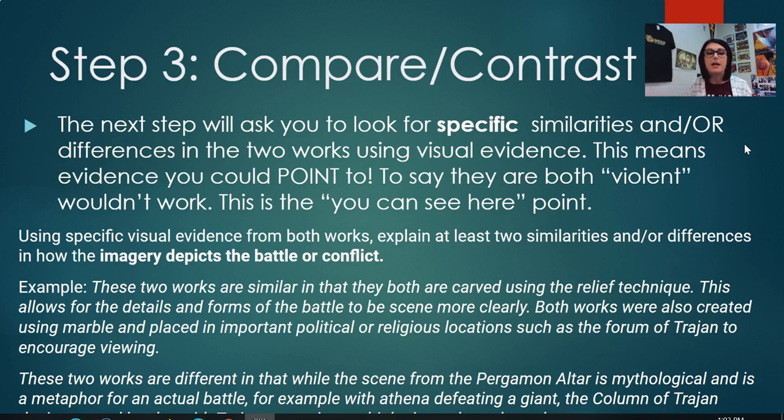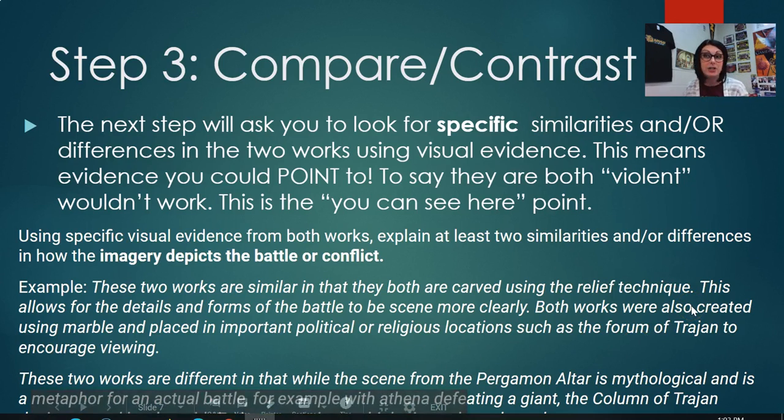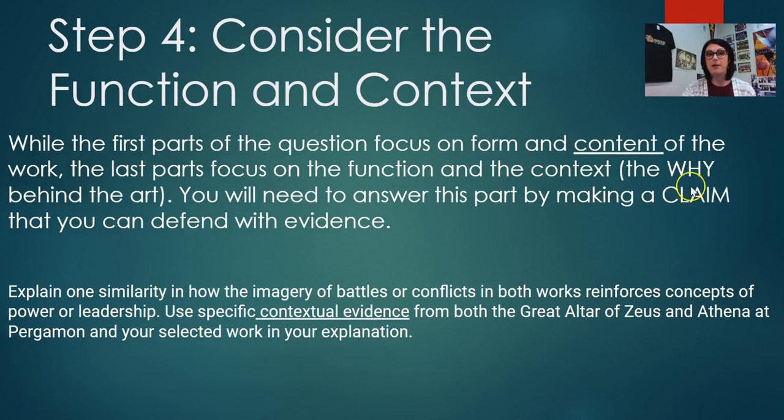I could have done better here, but I do like my difference, all right? These two works are different in that while the scene from the Pergamon altar is mythological, showing Athena defeating a giant, the column of Trajan, and I'm sorry, it cut off at the bottom, the column of Trajan features an actual battle scene that took place, with Trajan appearing repeatedly throughout the scene and showing the Dacians in their helmets versus the Roman helmets. Like, I can point to that. Okay, so visual evidence to support my point.